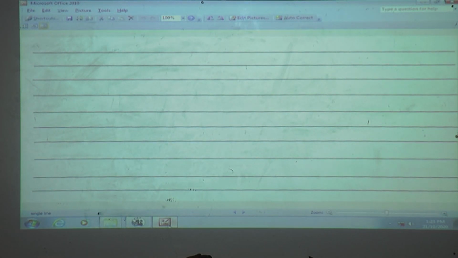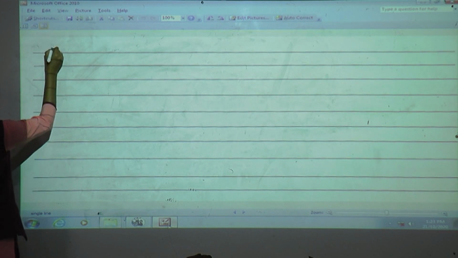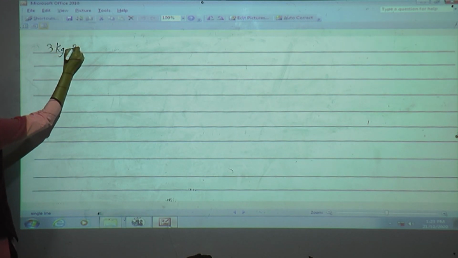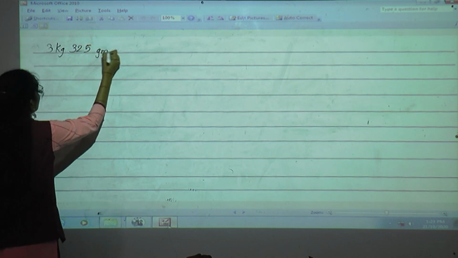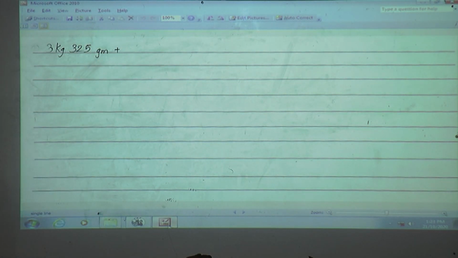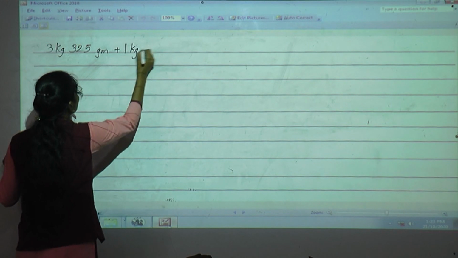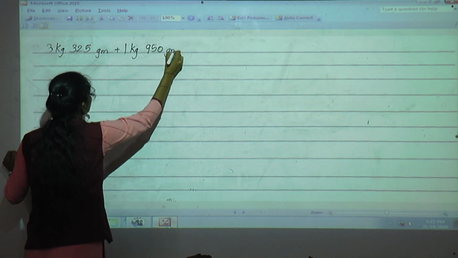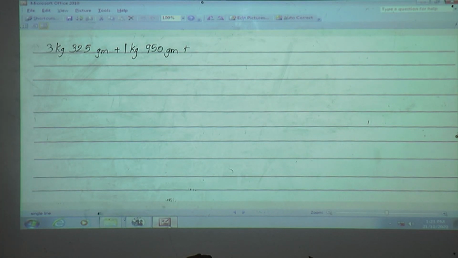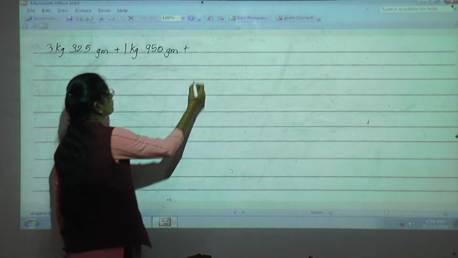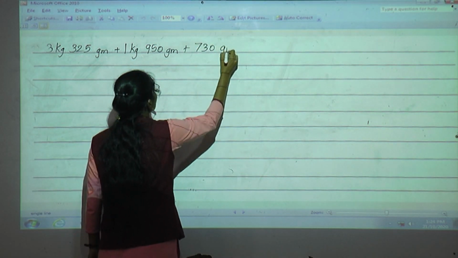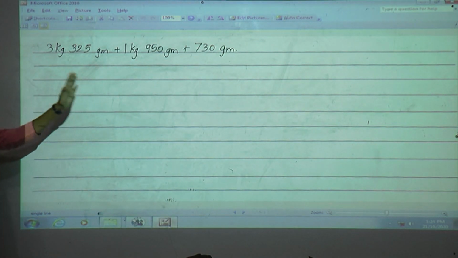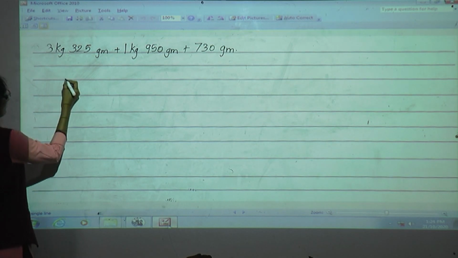What is the weight of the books? 3 kg 325 grams plus, then what is the weight of the exercise books? 1 kg 950 gram. And they have given us the weight of the empty school bag also. What is the weight of the empty school bag? 730 gram. When we add these three weights, then we will get the weight of the filled school bag. Okay, so let us do the addition.